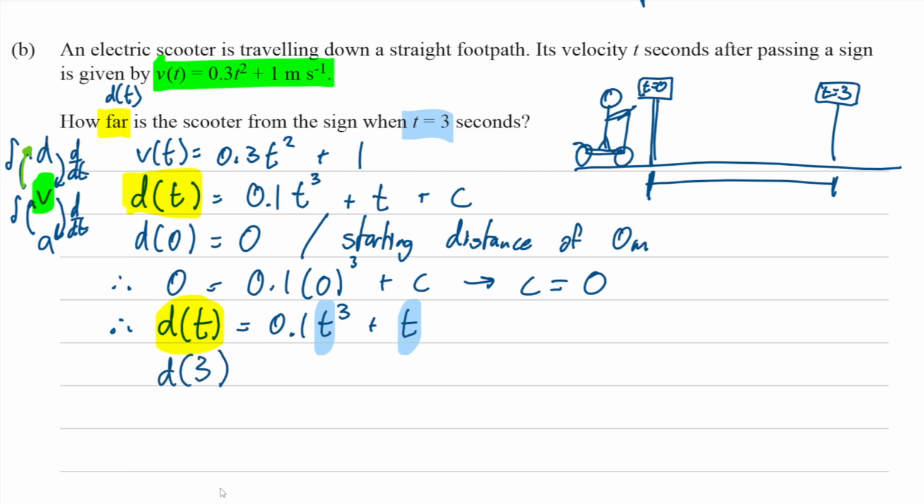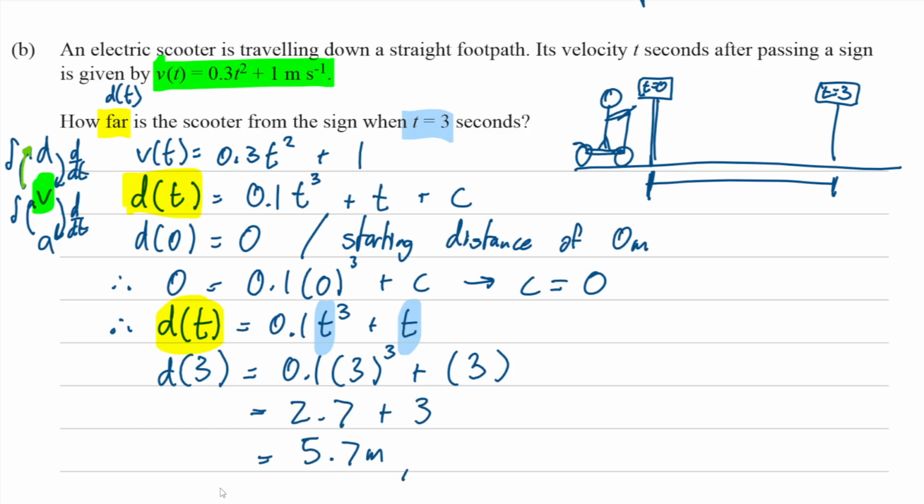So the distance at time equals 3 is 0.1 times 3 cubed plus 3. 3 cubed is 27. 27 times 0.1 is 2.7. Plus 3 is 5.7 meters. That would be our final answer.